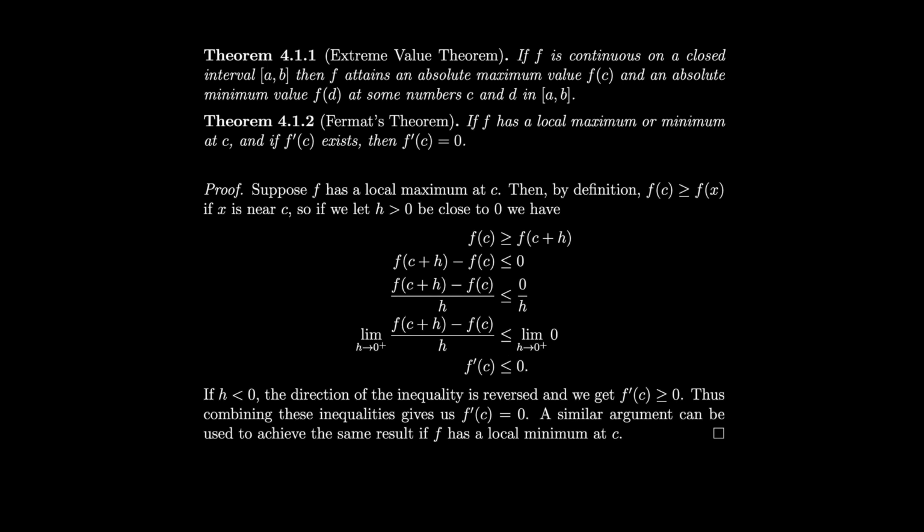So that means that I would know that f prime of c is less than or equal to 0, and f prime of c is greater than or equal to 0. The only way that f prime of c can be both less than or equal to 0 and greater than or equal to 0 is if f prime of c equals 0. So that proves that if f has a local maximum, the derivative will be 0, assuming the derivative exists. You can use pretty much the same argument to show that if f has a local minimum, then the derivative is also going to be 0 over there, assuming it exists.